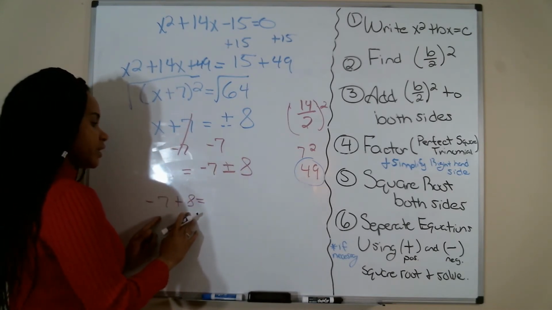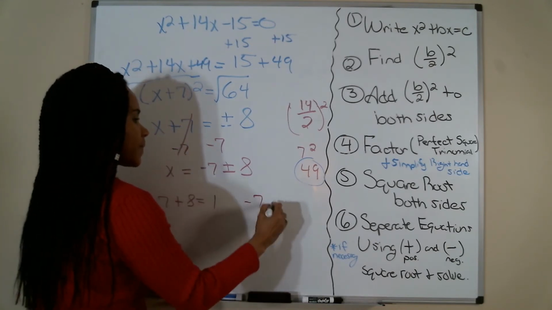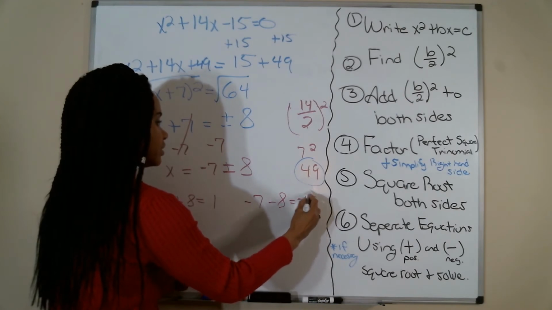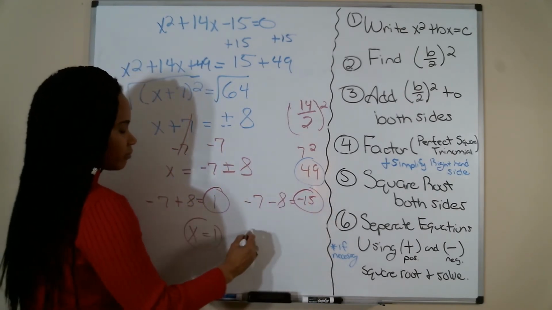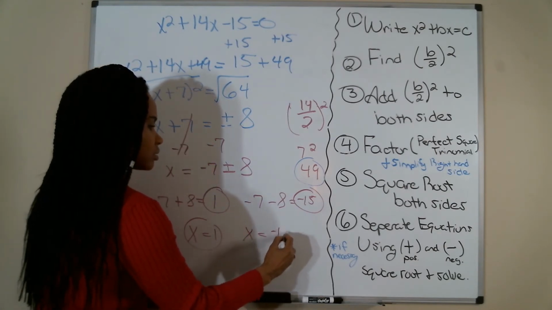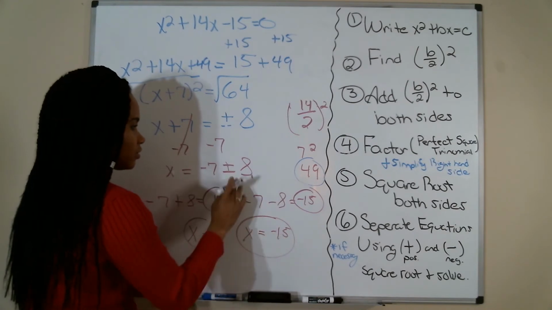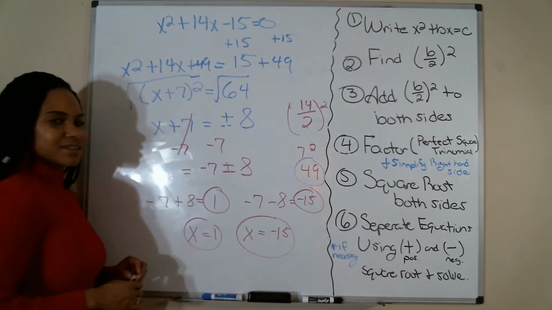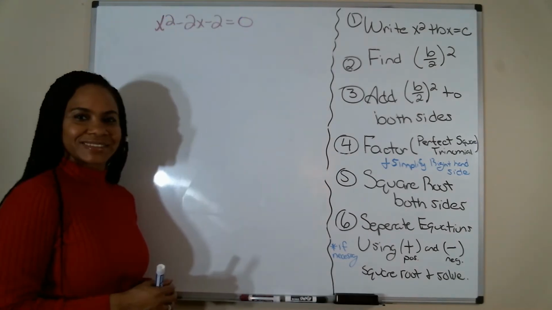Negative 7 plus 8 is 1. And then you could say negative 7 minus 8 equals negative 15. So what do you know? You get the same answers. So it's just whatever is your personal preference. Either way, you're going to get the same answer. And so we have solved this quadratic equation by completing the square.